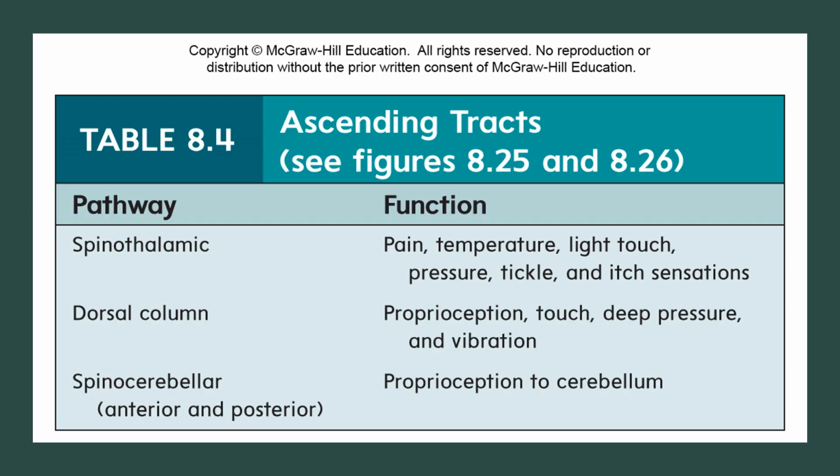So, for the ascending tracts, you have actually your spinothalamic, which is for pain, temperature, light touch, pressure, tickle, and itch sensation. So, you also have your dorsal column, proprioception, touch, deep pressure, and vibration. You also have your spinocerebellar, which are anterior and posterior. So, they are for proprioception to the cerebellum.